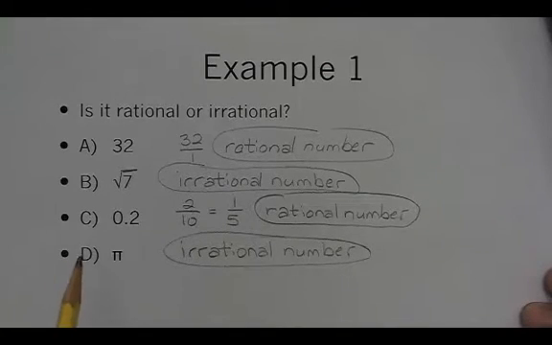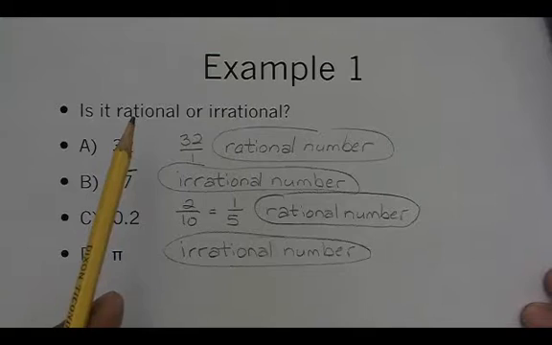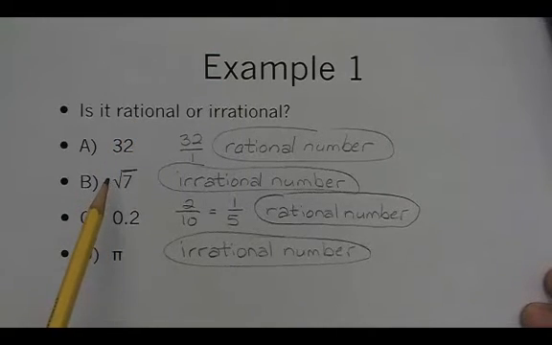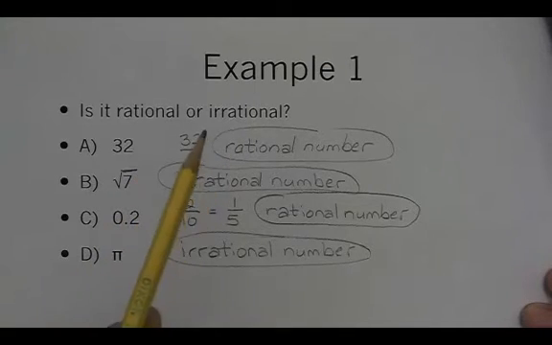So just a quick review. If you can write the number as a fraction, it's rational. All right. For the square roots, if you can't solve it and it doesn't come out to a nice pretty number, it's irrational. And pi and e, those numbers go on forever and they are irrational as well.